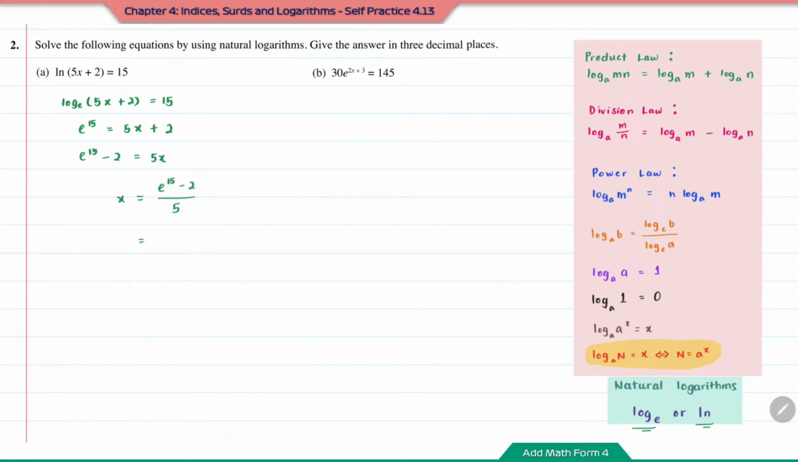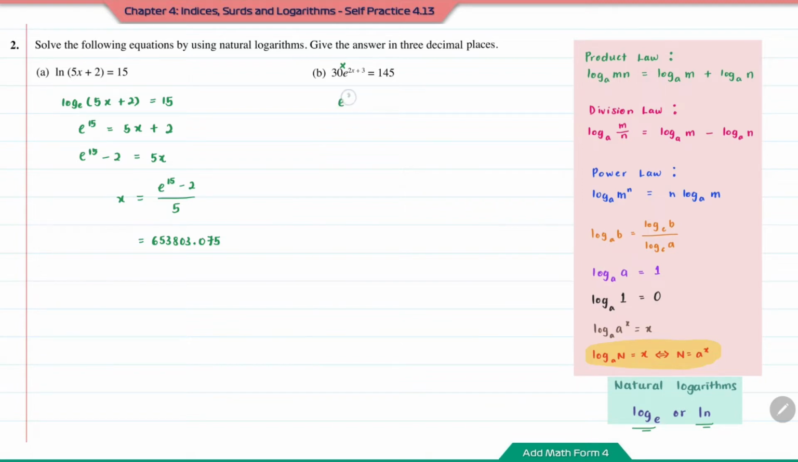So solve this using a calculator and you're going to get the answer of 653,803.075. Question B. 30e to the power of 2x plus 3 equal to 145. So on the left hand side, this means 30 times e to the power of 2x plus 3.